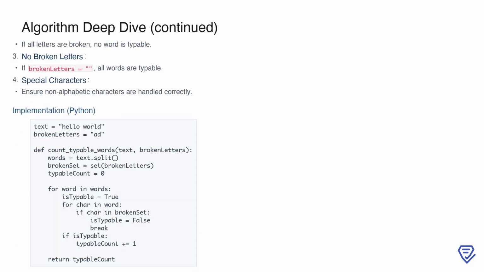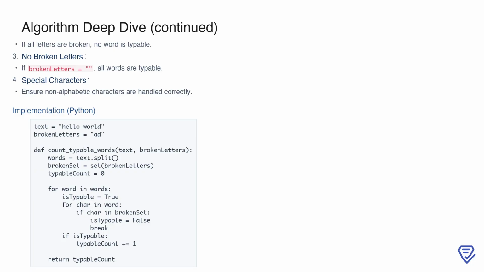Now, let's consider some edge cases. If the text string is empty, or if broken letters is empty, the output will depend on the input. For an empty text, there are no words to process, so the result is 0. If broken letters is empty, then no letters are broken, and all words in the text string are typable. Another edge case is when all possible letters are broken. In this scenario, no word can be typed, so the result is 0.